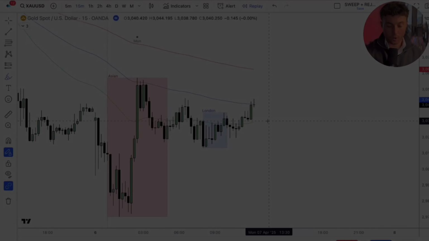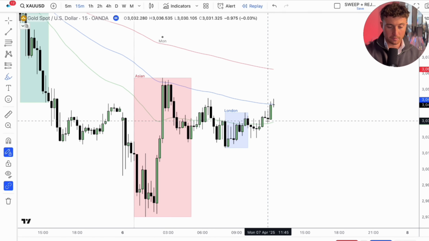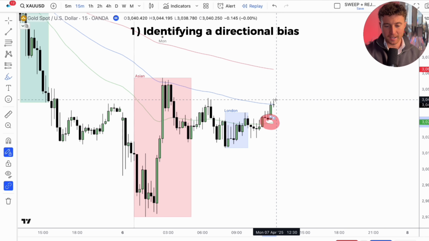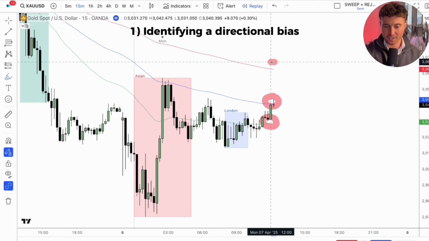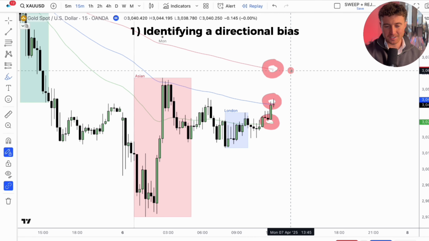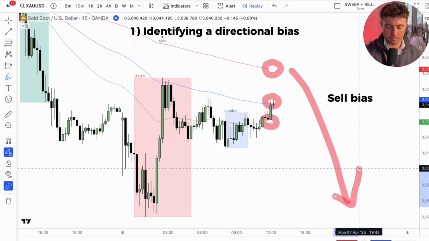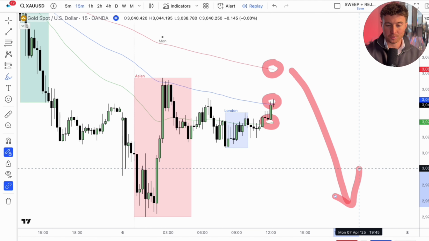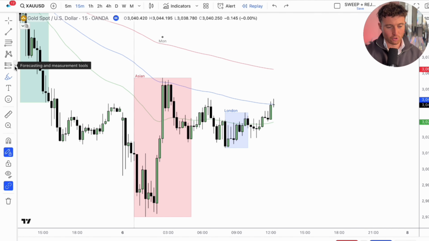Let's jump straight in. Okay guys, so we're currently looking at the 15-minute time frame on gold, and the first thing on my trading plan is identifying a directional bias. So you can see right here the 50 EMA is less than the 100, which is less than the 200. So this indicates that we are sell bias on this market. That means that we are only looking for shorts. If you're looking for long positions, then you are counter trend. And this is where so many traders go wrong.